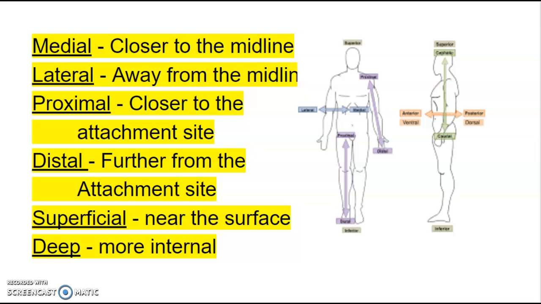And then the last one, I think you guys have probably heard these before: superficial and deep. When we're talking about possibly wounds or things like that, if you have a superficial injury, it's one that's just right on the surface. But if you have a deep cut, it's usually gone through the dermis and epidermis, and it's more deep, closer to the internal organs and things like that.